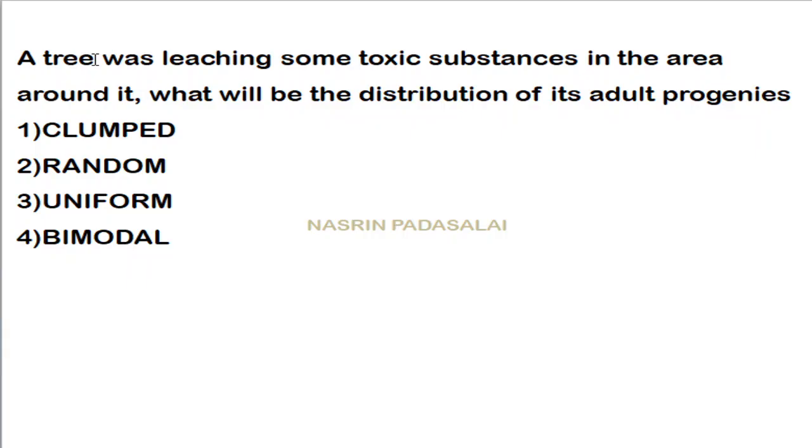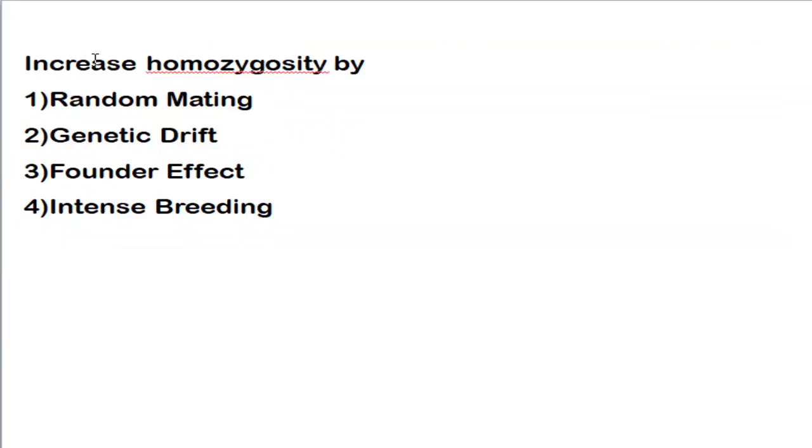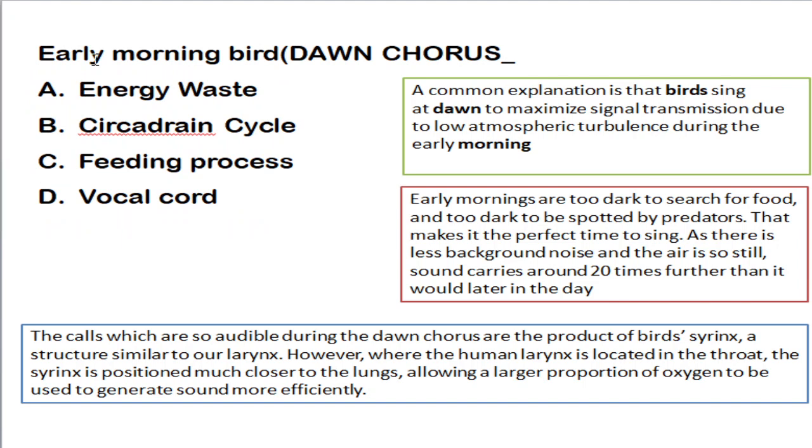Okay, so in our case, that's a thing. So it is a clump distribution. Next, an increase in homozygosity will be observed when you do continuous intense inbreeding, meaning you will be getting an increase in your homozygosity.